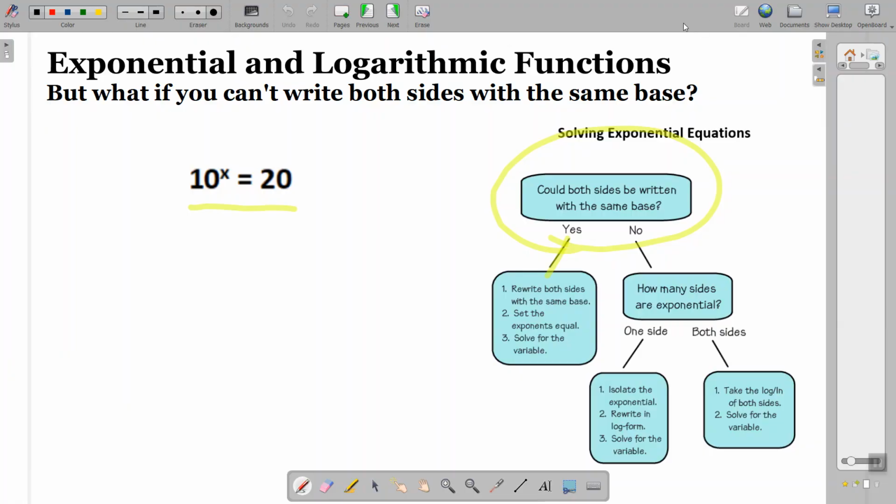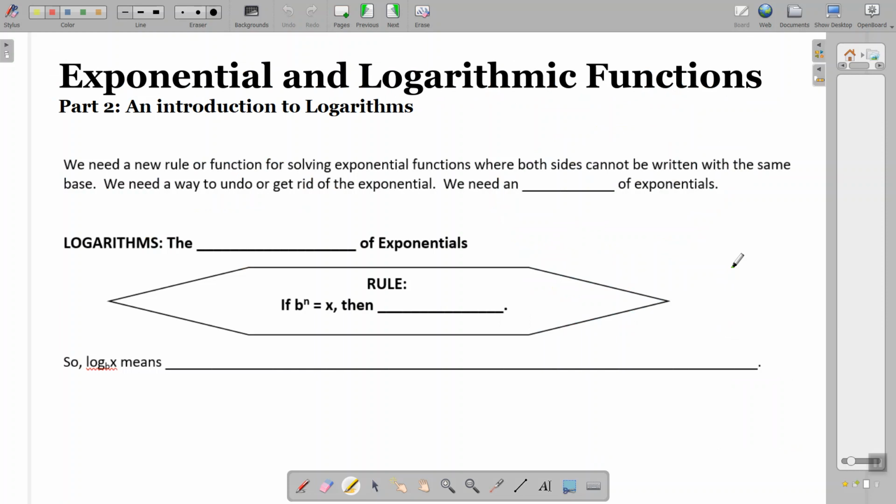We left off here in the last video. We said that if both sides cannot be written with the same base, then we need to follow down a different path in our flow chart here. Okay, could both sides be written with the same base? What if the answer is no? Okay, so before we actually figure out how we're going to solve equations like this, we need to review our knowledge of logarithms.